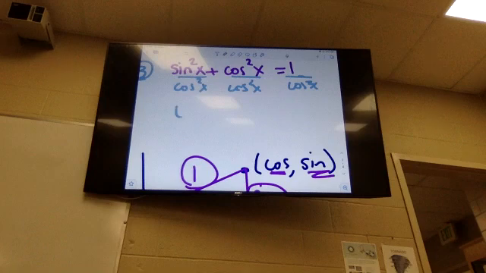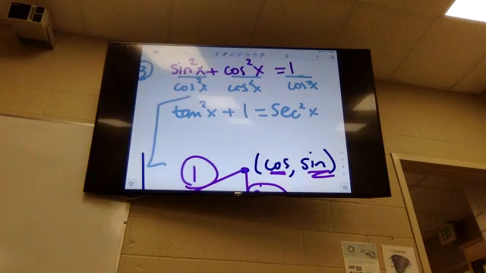So this is okay to do because I'm dividing everything by the same thing. So sine divided by cosine is tangent squared. Cosine divided by itself is 1, and then 1 over cosine is secant. So what you'll need to know is this is the last Pythagorean identity. Tangent squared plus 1 equals secant squared.